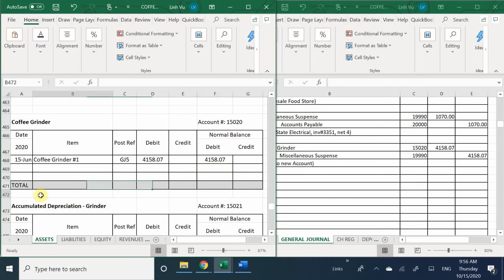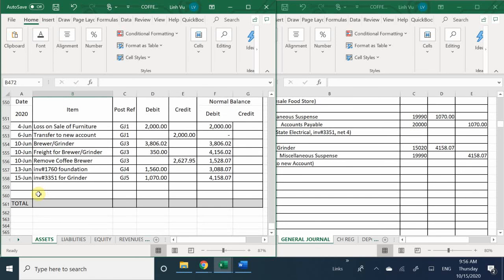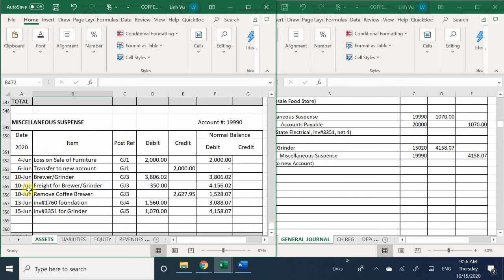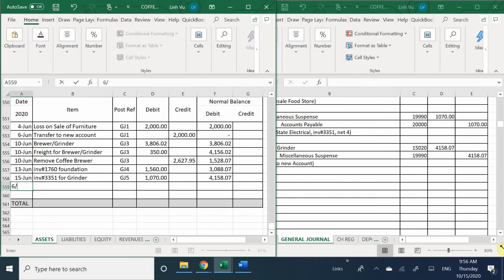Then now we can go ahead and go down to our bottom page for the miscellaneous expense. We should be on page, like, the end of 17, depending on what part you are on. Okay. And then what's my note going to be here? Remove coffee grinder. General journal number 5. And 415807 in the credit side. So therefore, my balance in my miscellaneous expense should be 0. It's gone. We moved it and transferred it over into another account.